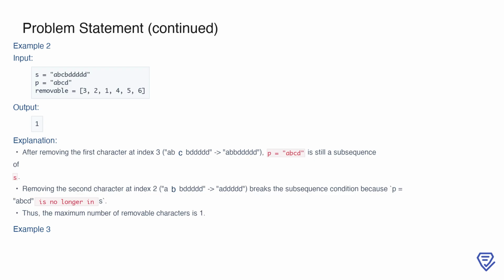In another example, let s equal abcd, p equal abcd, and the removable array be 3, 2, 1, 4, 5, 6. Here, we begin by removing the character at index 3, which transforms s into abcd with that character gone. The subsequence p equals abcd is still valid. However, if we proceed to remove the character at index 2, the modified s becomes abd, and p equals abcd is no longer a subsequence.